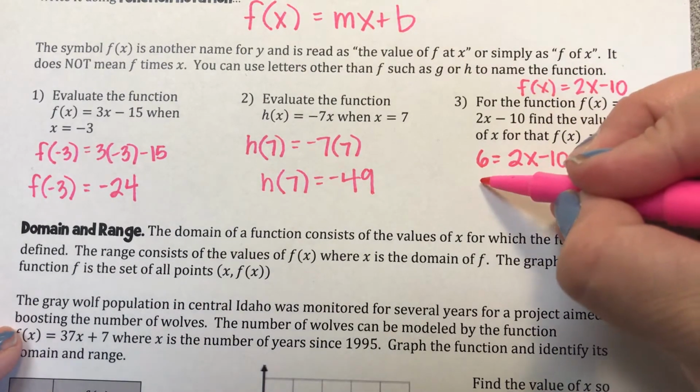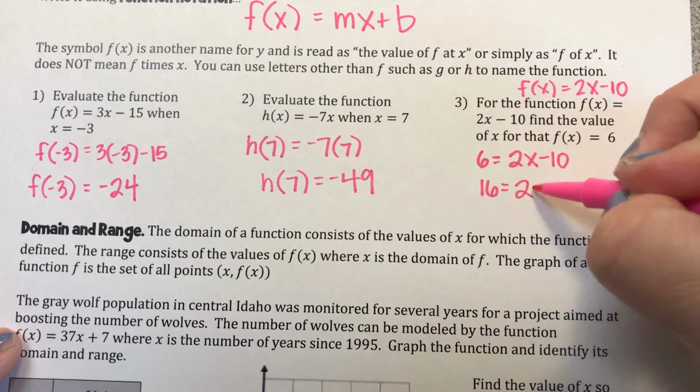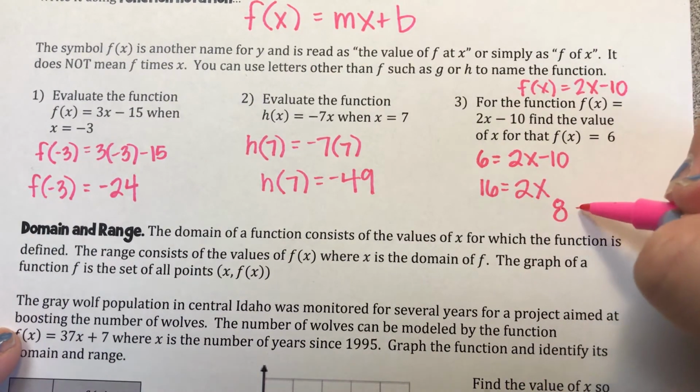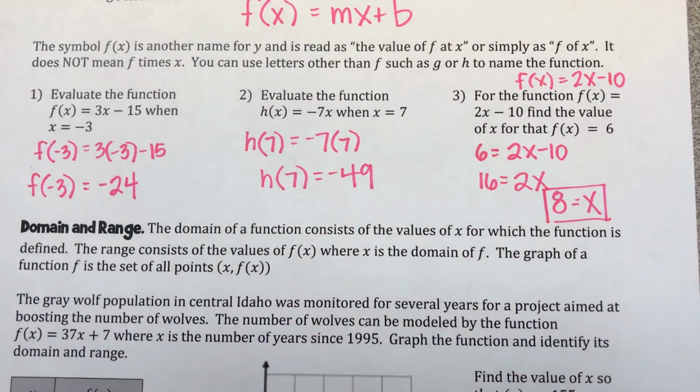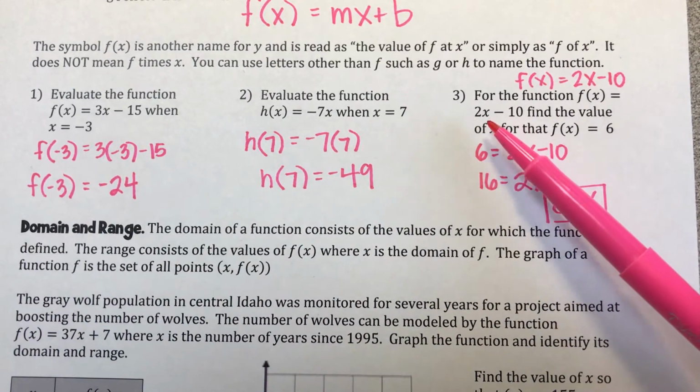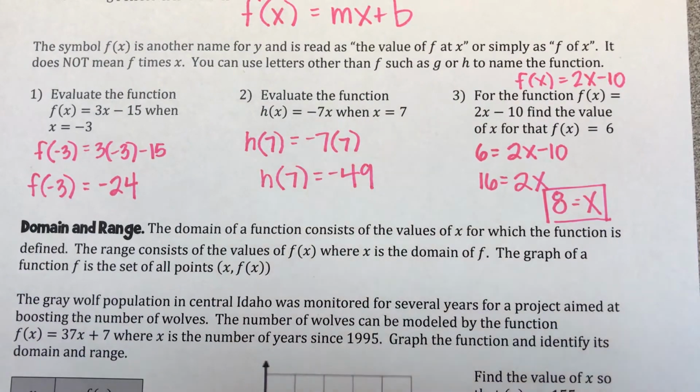So we're going to add 10 to both sides to get 16 equals 2x, and divide by 2 to get 8 equals x. So we just figured out, okay, well, if the value of f of x is 6, then x has to be 8. Because 2 times 8 is 16, minus 10 is 6.